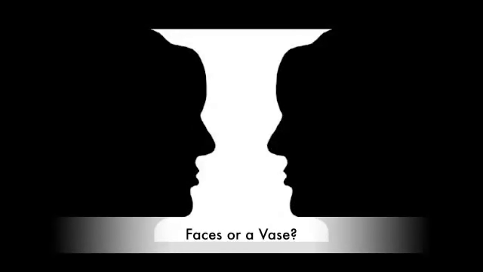Let's take a look at this image right here. Do you see faces or do you see a vase? If you see a vase, then you're seeing the white area as the positive space and the black areas as the negative space. If you're seeing faces, then you're seeing the black areas as the positive space and the white areas as the negative space. Positive and negative space work together. Positive doesn't necessarily mean good, and negative doesn't necessarily mean bad space.